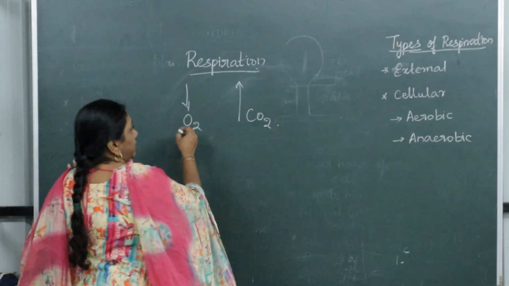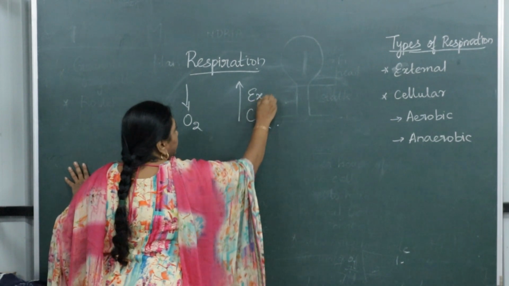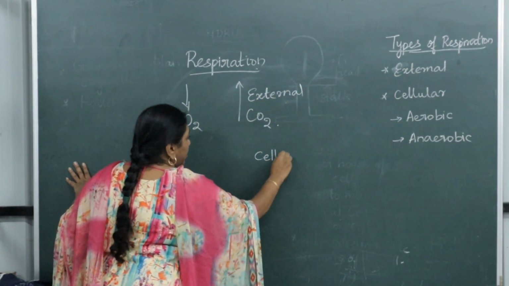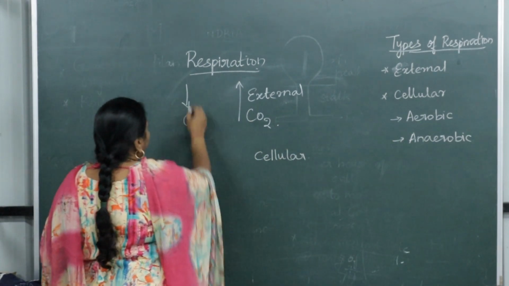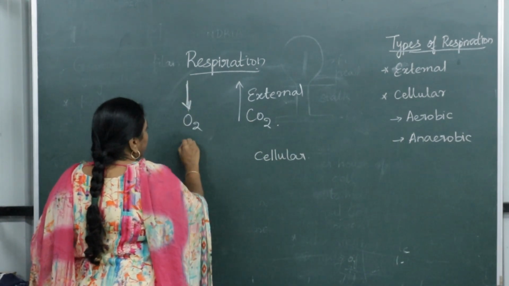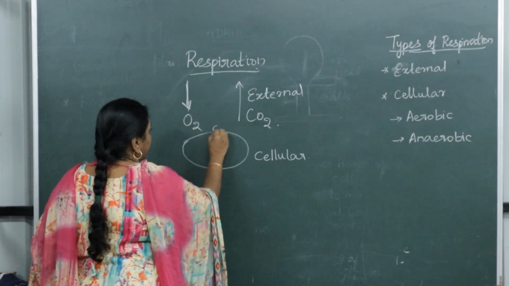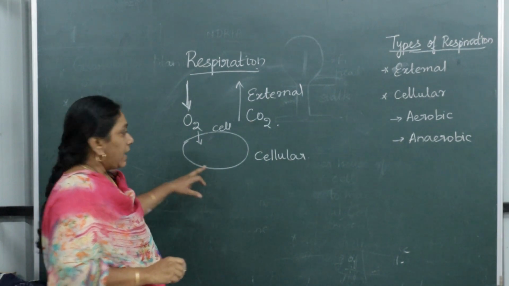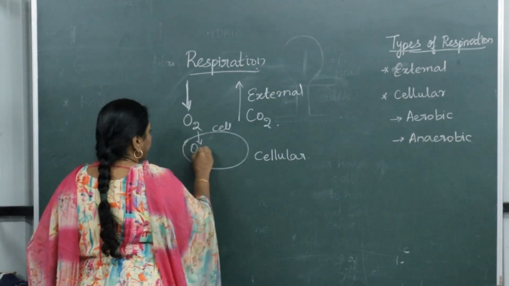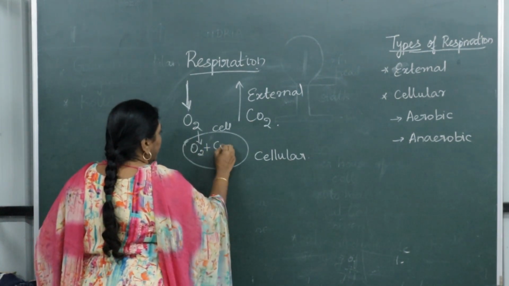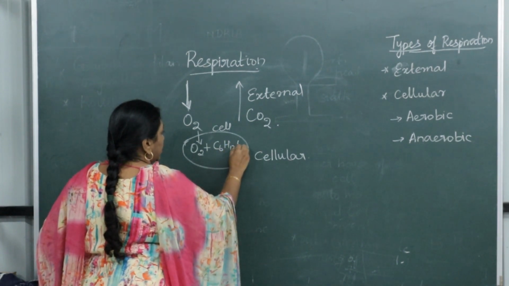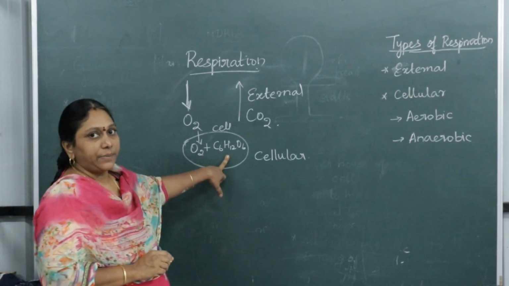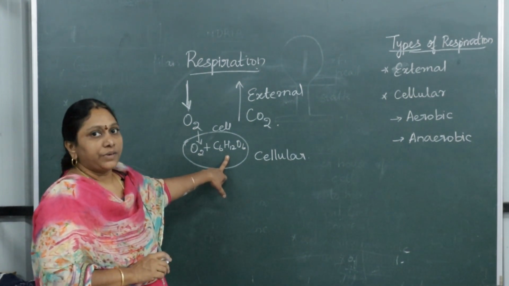There are two types of respiration. One is external respiration. Another one is internal or cellular respiration, which takes place inside the cell. So we take in oxygen. This oxygen should enter each and every cell of the body, and the glucose molecule, C6H12O6, which we get through our digested food. So this is the glucose molecule, the ultimate molecule which we get through our digested food.